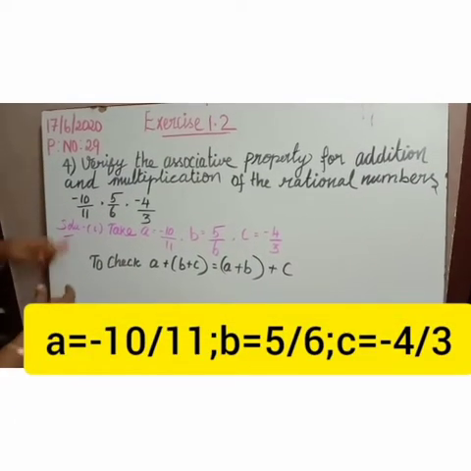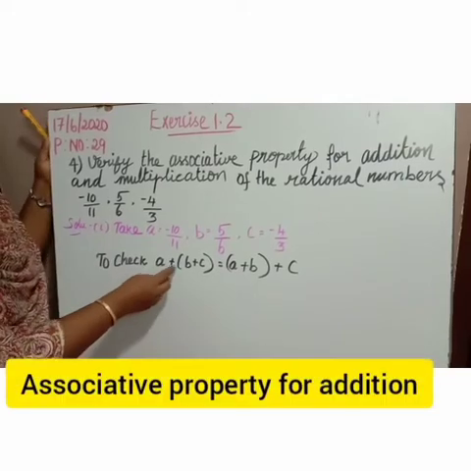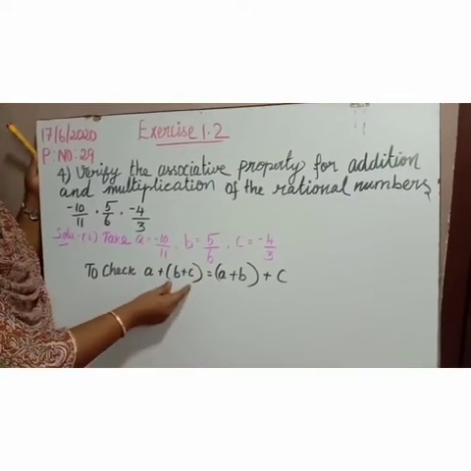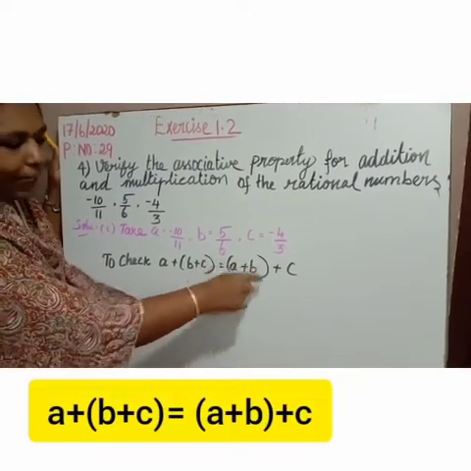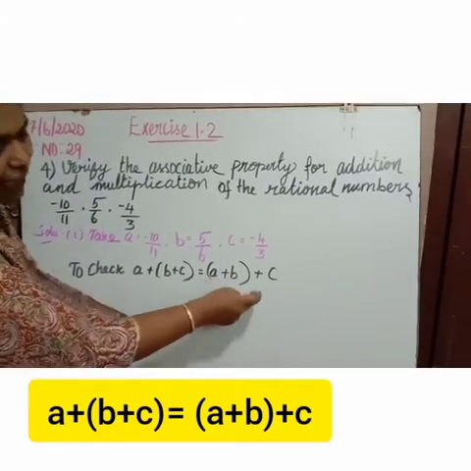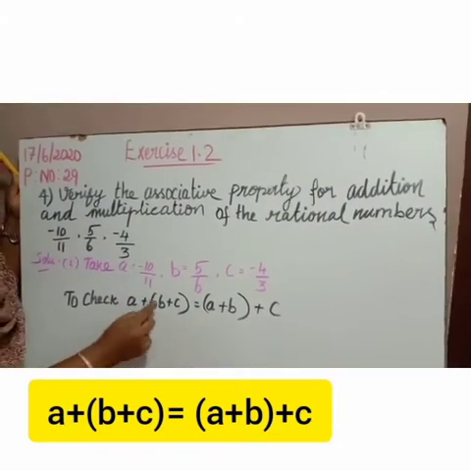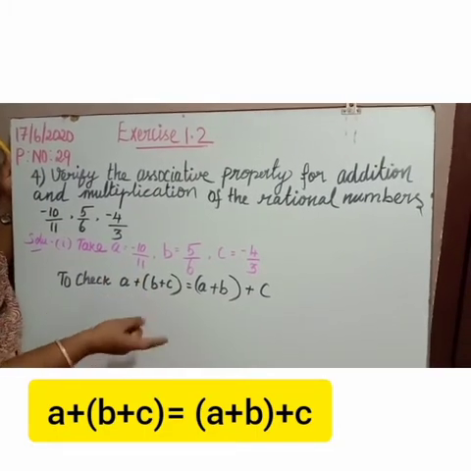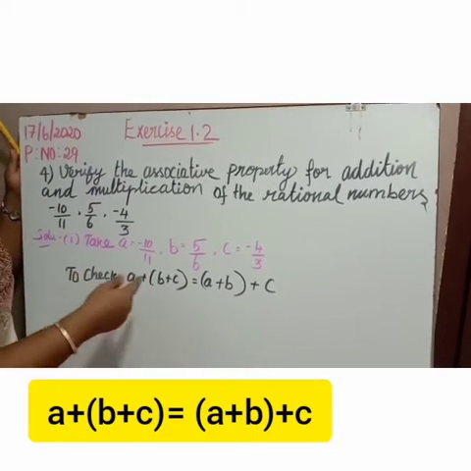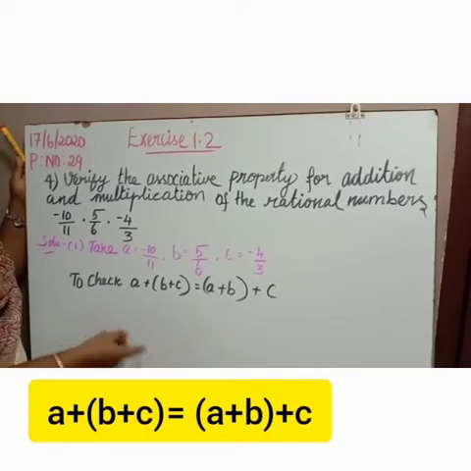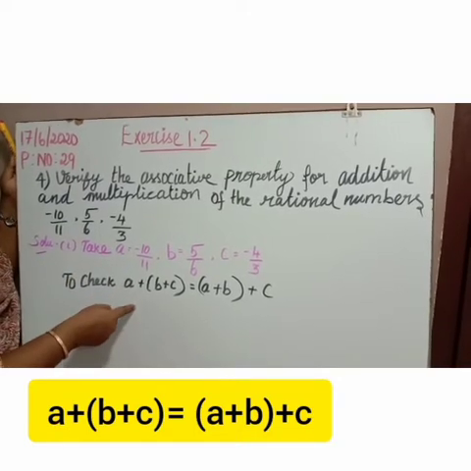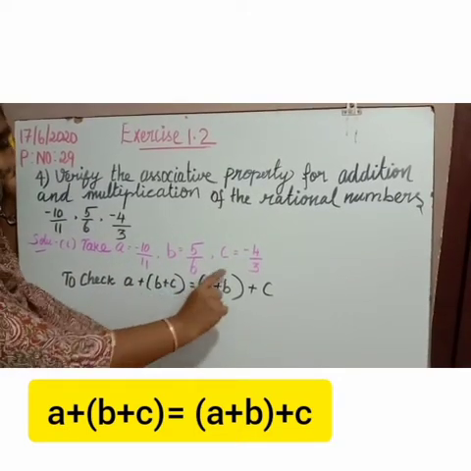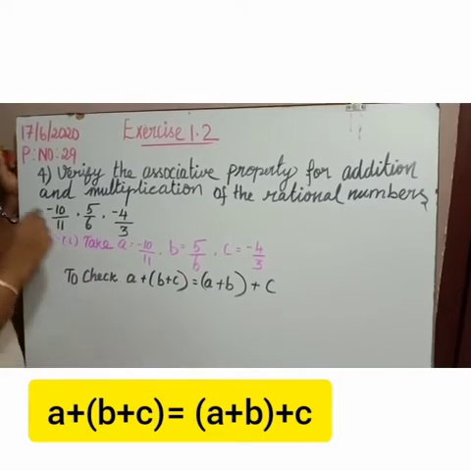So we know the associative property: A plus (B plus C) is equal to (A plus B) plus C. So we change only the bracket, not the numbers. Students, in the commutative property we have to change the places. But for the associative property we change only the bracket, not the numbers.